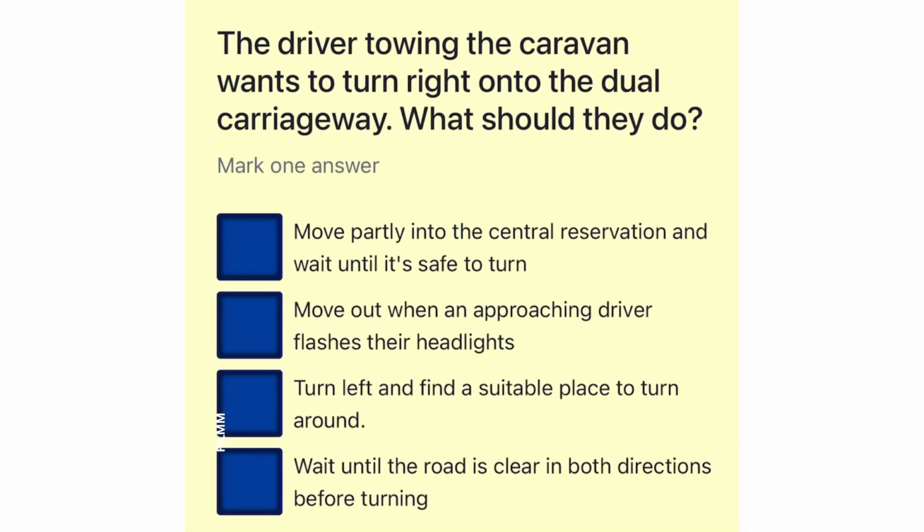The driver towing the caravan wants to turn right onto the dual carriageway. What should they do? Move partly into the central reservation and wait until it's safe to turn. Move out when an approaching driver flashes their headlights. Turn left and find a suitable place to turn around. Wait until the road is clear in both directions before turning.